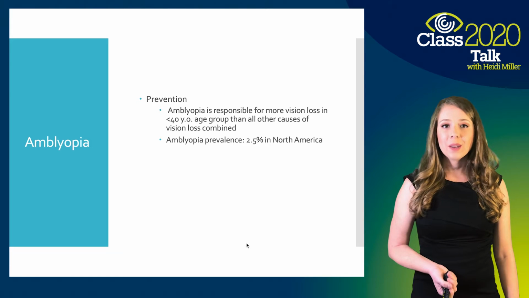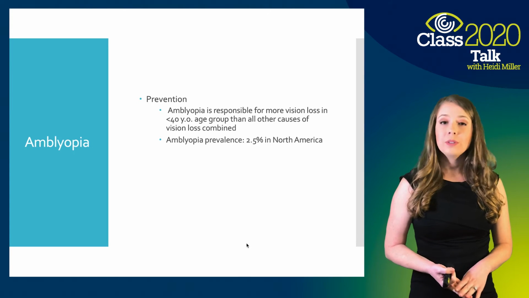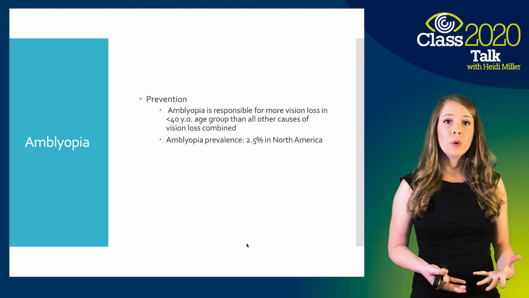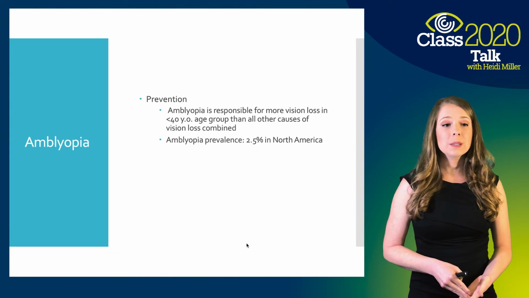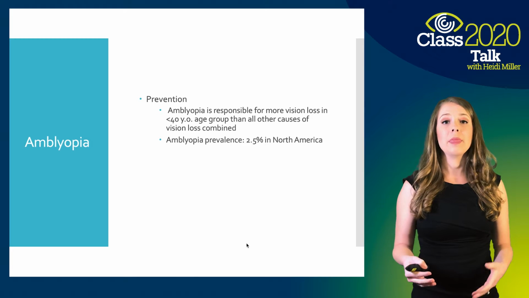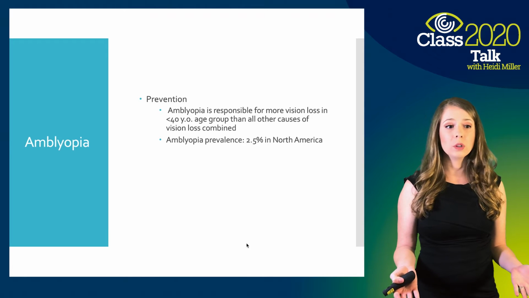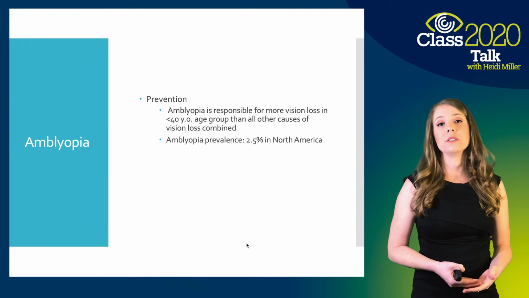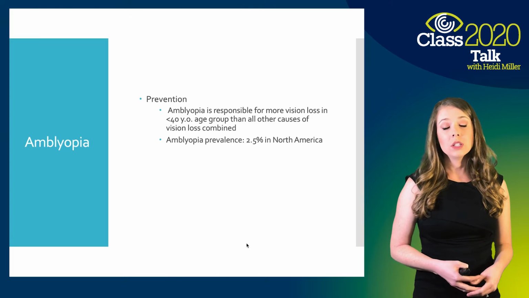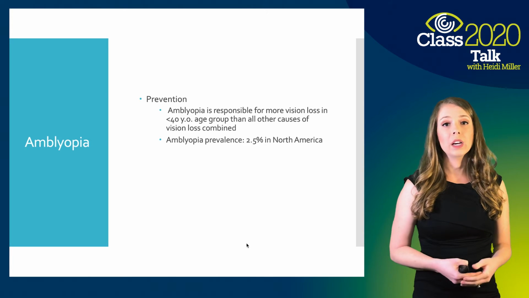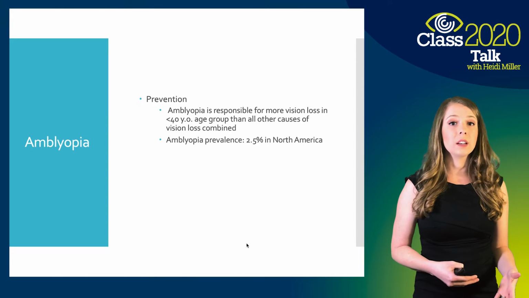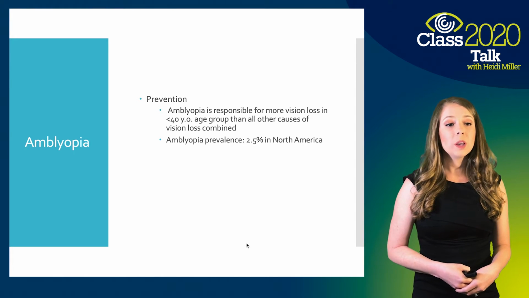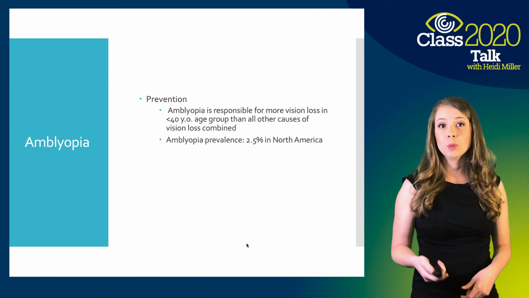When we talk about amblyopia, let's go through a few of the numbers really quick. It's really important to try to prevent amblyopia because amblyopia is responsible for more vision loss in the patient population less than 45 years old than any other causes of vision loss. So this is a huge area where we want to make sure we're catching this early in our pediatric patients and addressing it appropriately. Amblyopia currently in North America is at 2.5%.